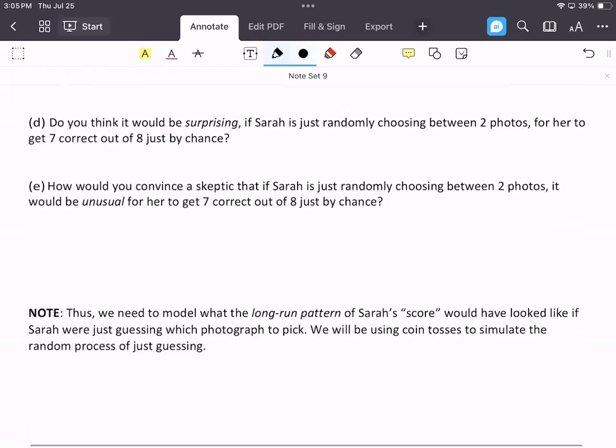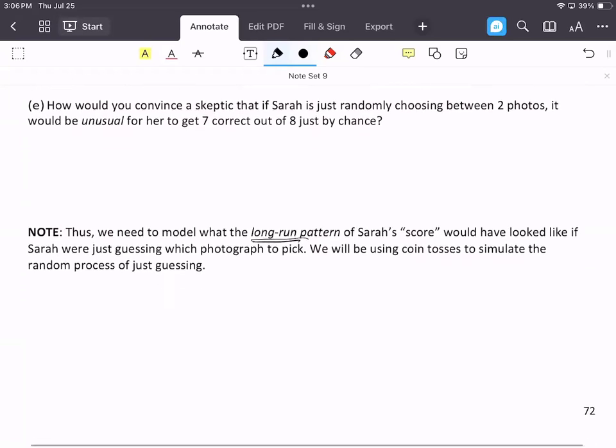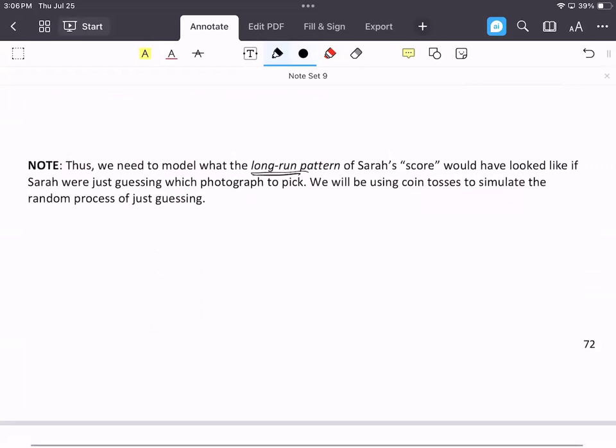Note, we need to model what the long run pattern, because remember, probabilities are about the long run, of Sarah's score would have looked like if Sarah was just guessing which photo to pick. We're going to use coin tosses to simulate the random process of just guessing. I would try hands-on first to convince the skeptic, and that's what we'll do next.